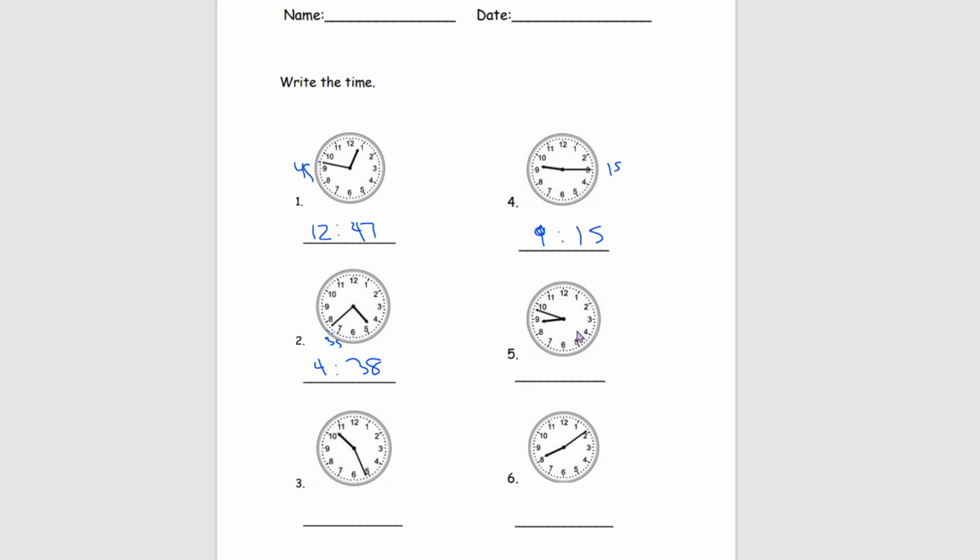And our last example for this page, here we see that our hours hand is between 8 and 9, so we know that our hours is at 8. And the minutes hand is in between 9 and 10, and we can just count how many there is again. We go 1, 2, 3. So there's 3 minutes after 9, which means 45 plus 3, and that gets us 8:48.